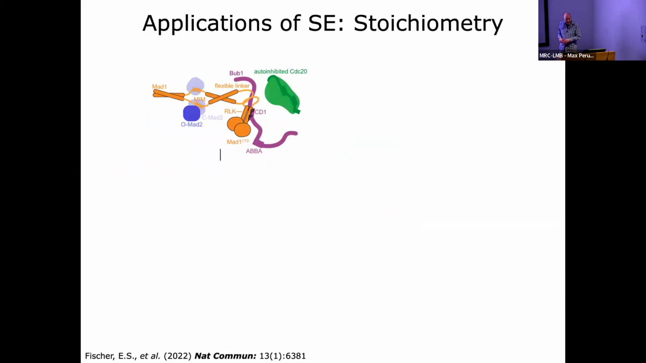Right, here's a last example of using sedimentation equilibrium. This is with David Barford's group and Elise Fisher, and they want to look at how the mitotic checkpoint proteins are assembled. It's quite complicated, but they're honing in on the interaction of MAD, the C-terminal domain, BUB1, and then CDC20. They wanted to understand how CDC20 was activated and how that then activates MAD open to MAD closed.